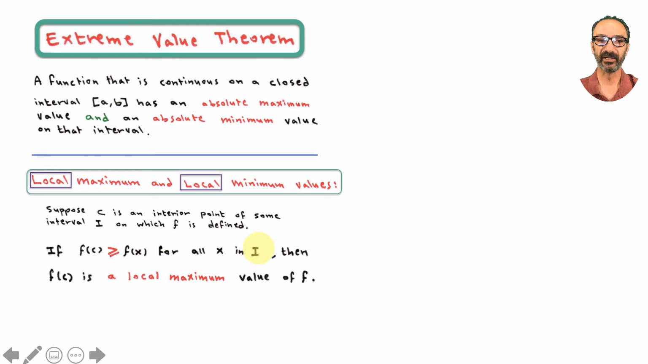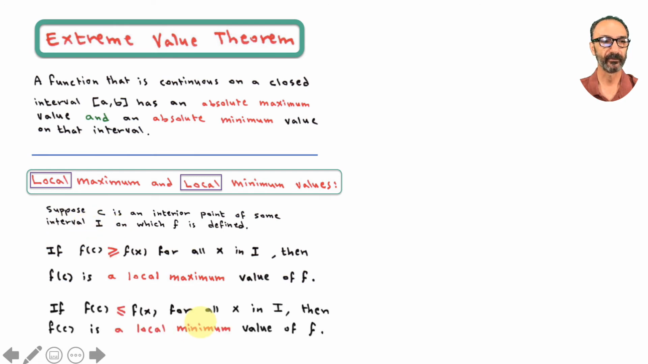Now this is an interval next to c, including c. That's different than D as a domain. Interior point of some interval I. All right. If f of c is less than or equal to f of x for all x in I, then f of c is a local minimum.